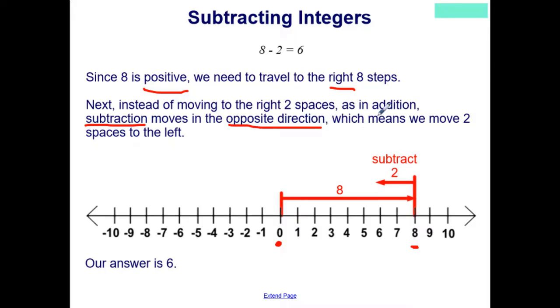So if addition was 2 to the right, we're actually going to be moving 2 spaces to the left. From 8, we would move 1, 2. That would arrive us at 6, so our answer is 6.